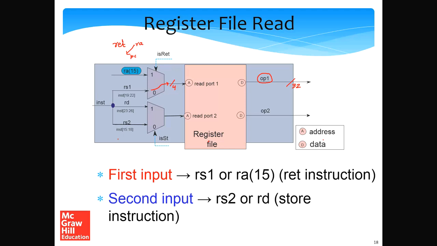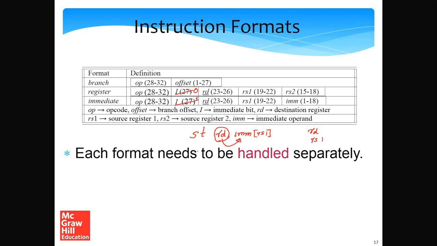So the complexity that this introduces is that we need to add a multiplexer. If the instruction is store, we will then consider this output with 1. We will read in RD. Mind you, RD is this field in the instruction over here.